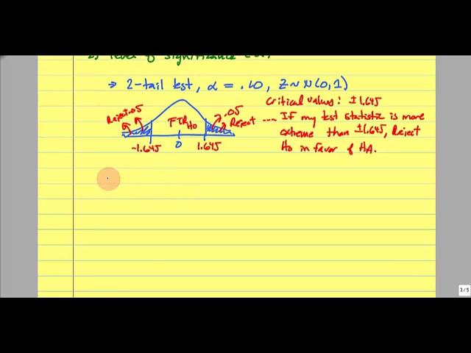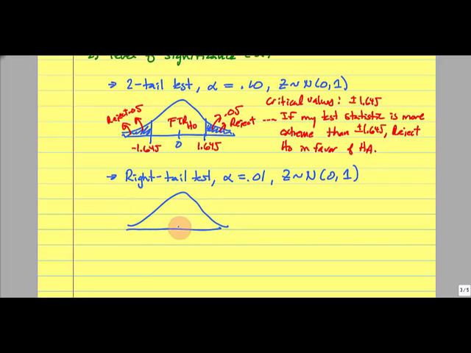Okay, let's look at an example where I have a right-tailed test. In this case, let's use an alpha level of 0.01. Again, we're assuming a normal distribution, mean is 0, standard deviation of 1. Because this is a right tail test, all my error is up here in the right tail. So this is 0.01. This is my rejection region, where I would reject H0. And over here is my fail to reject H0 region.